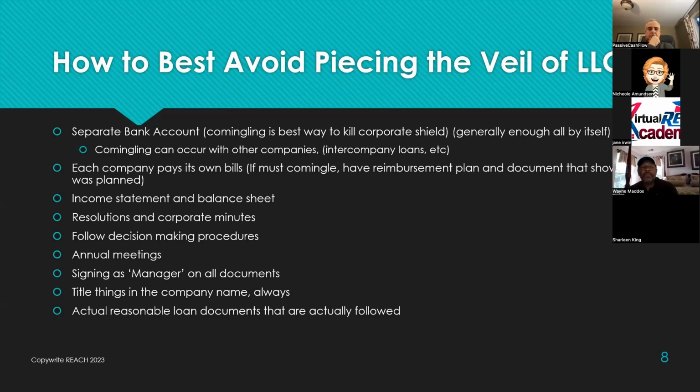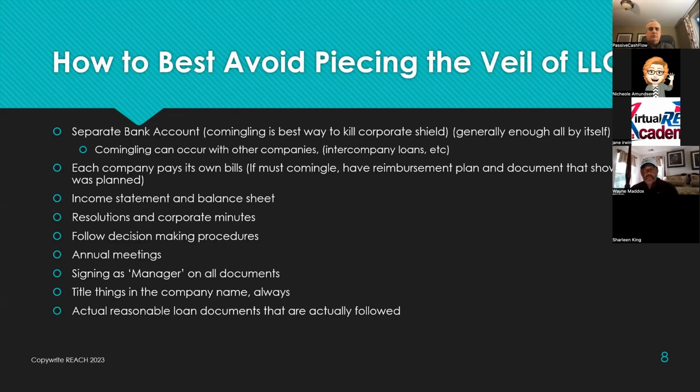Each company has to pay its own bills. And if for some reason you do have to commingle, you have to have a reimbursement plan and document. So you have to have a note, you have to have a payment schedule that gets paid back, and that it is actually paid back, right? You have to do an income and expense statement. You have to do a balance sheet. So again, it's a separate entity from you, and you are going to be doing its own income statements and balance sheets.